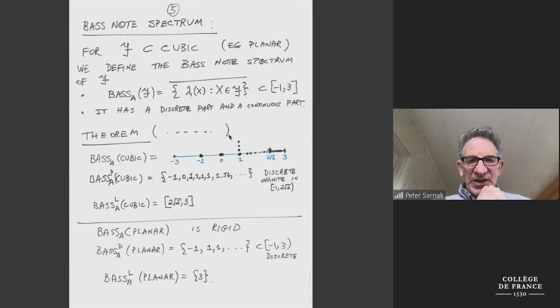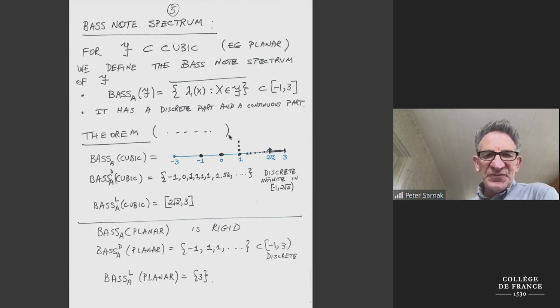So firstly, the answer for cubic graphs. I call it the base node spectrum because it's the spectrum of lambda 1s. If we go over all cubic graphs, lambda 1 can be -1, it can be 0. I've pointed this out. The next it could be is 1 with multiplicity 4. You can find 4 such graphs.